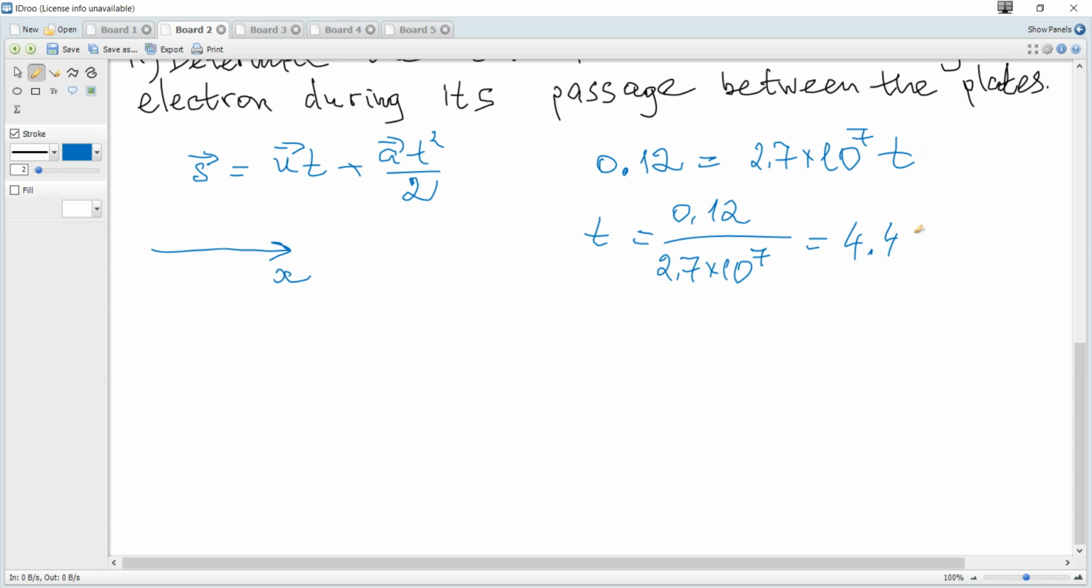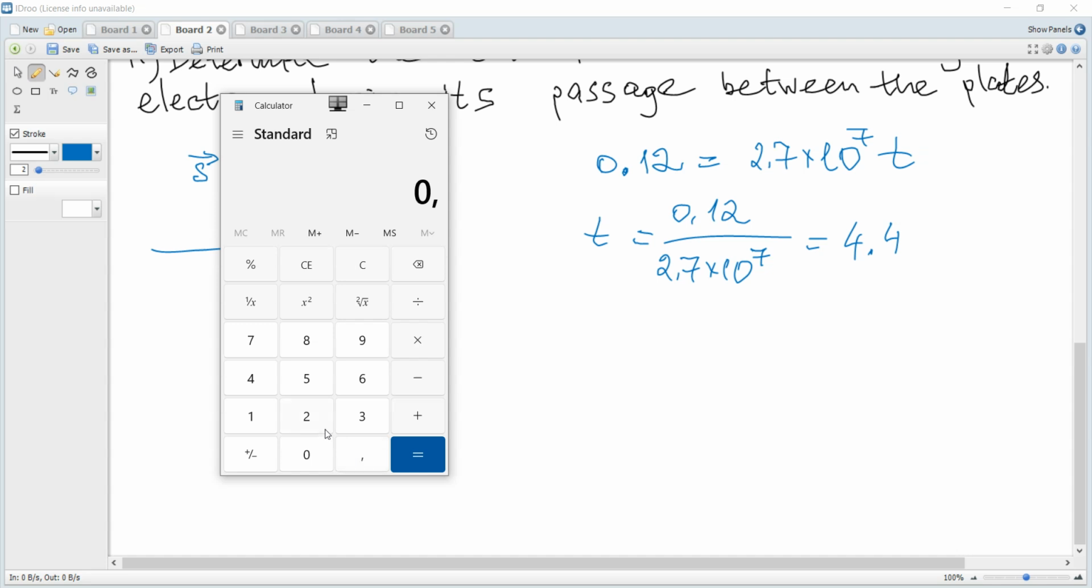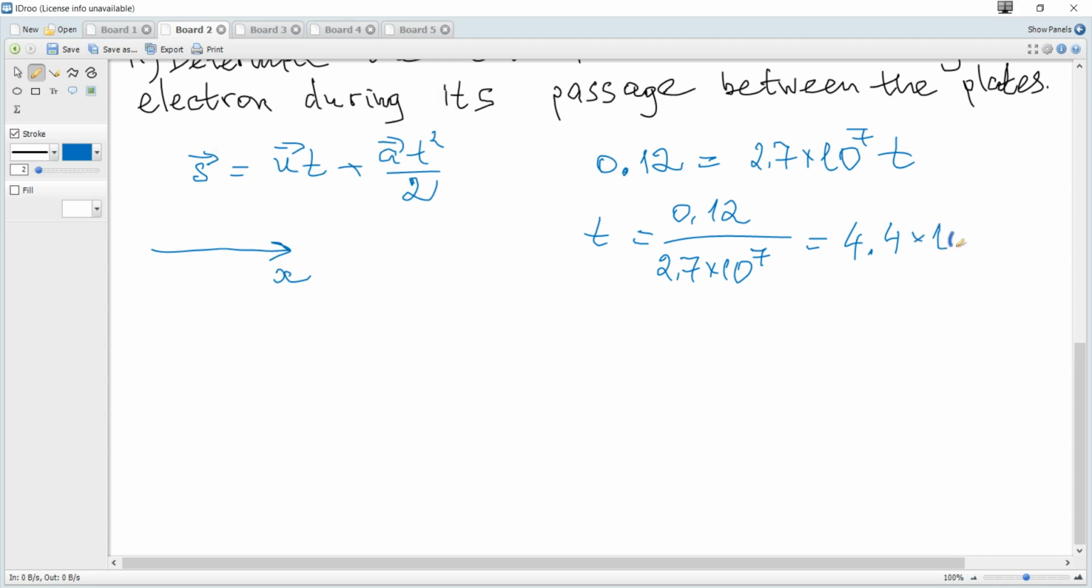Not just 4.4, because it's 0.12 divided by 2.7. It's 4.4, and here the 10 to the minus 2 over 10 to the 7 gives minus 9, so it's 4.4 times 10 to the minus 9 seconds.